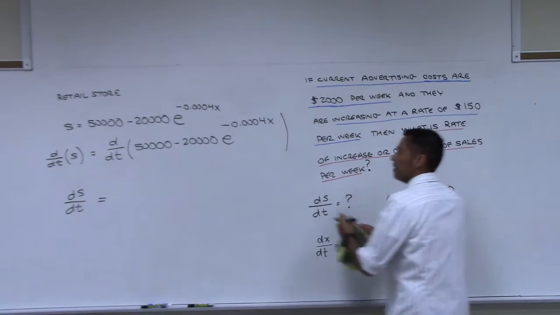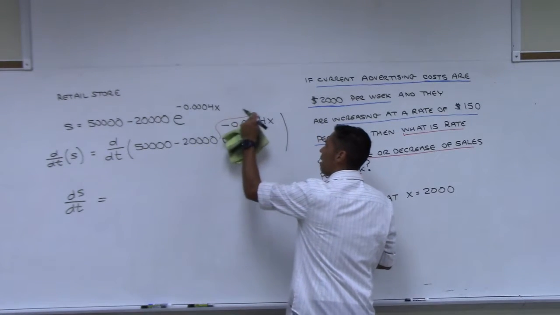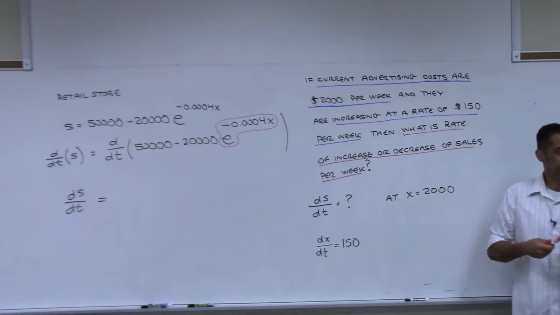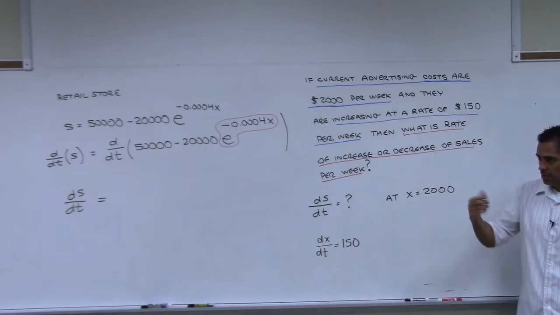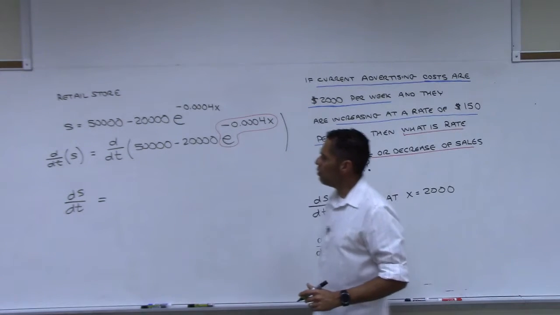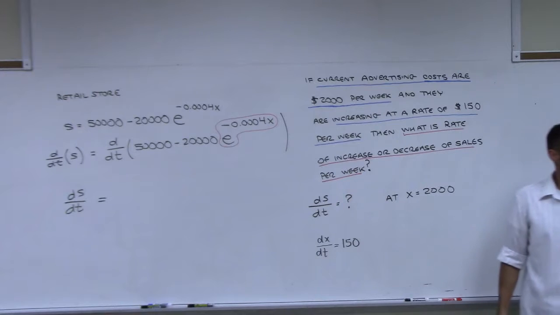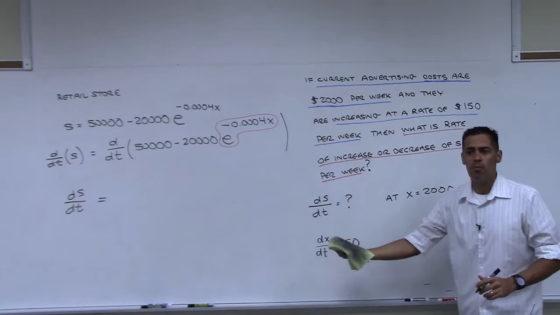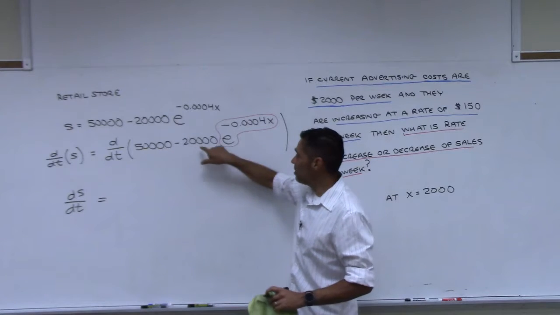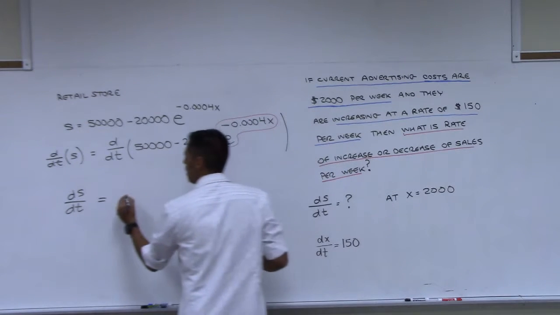This right here, you should recognize as an exponential function. We took derivatives of exponentials in the past. But what happens with the negative 20,000? It's going to come down with it, because it's not like the 50,000. It's not by itself. It's attached to something, so it must come down for the ride.